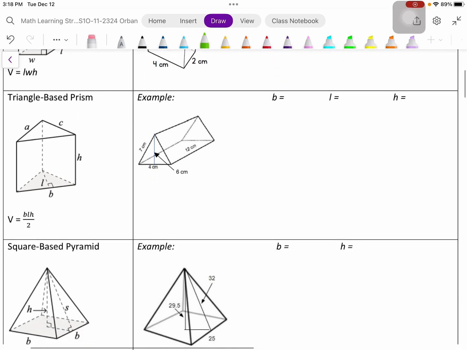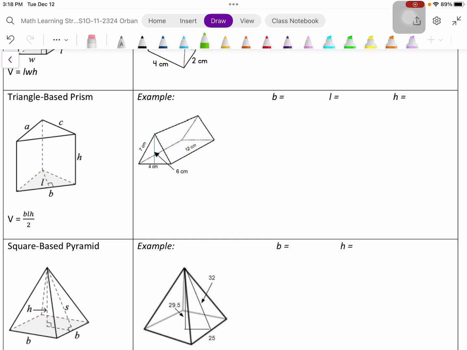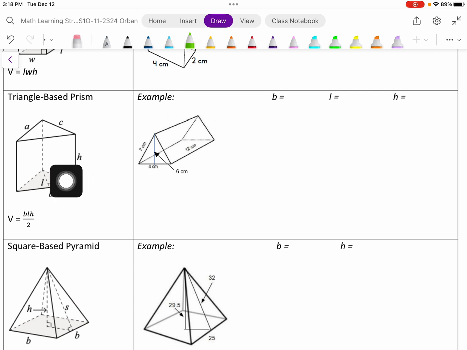The next question we're going to take a look at is a triangle-based prism. So that has a triangle on 2 sides across from each other, and then the other sides are all rectangles. So our formula to calculate a triangular-based prism is B times L times H divided by 2.